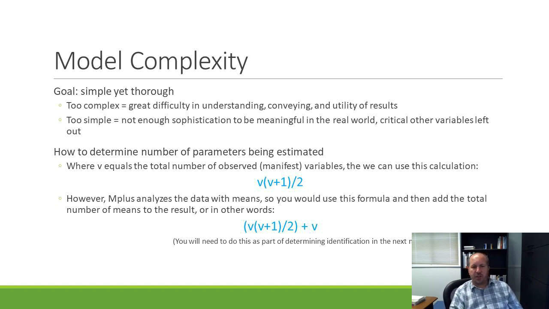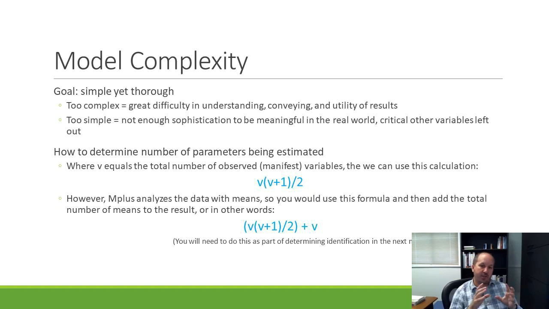With model complexity, one of the things that's important to determine, and we're going to cover this a lot in the next module when we talk about identification, is evaluating the number of parameters being estimated. The way you do this is pretty simple. You take V, which is your total number of observed or manifest variables. So if we had 6 variables, then we would say 6. To figure out the total number of observations we have, we would do 6 times (6 plus 1), so 6 times 7, and then divide that by 2.